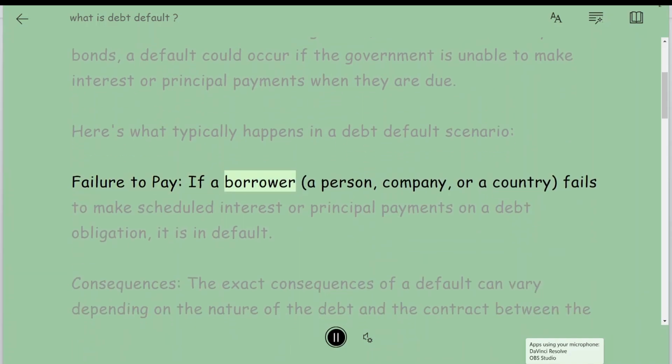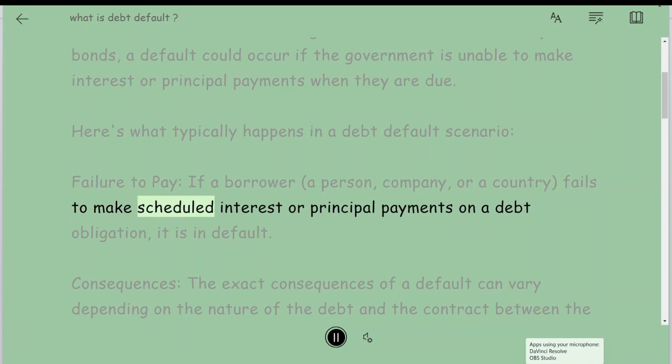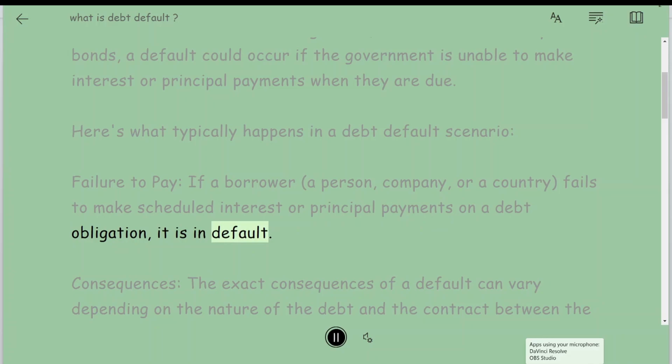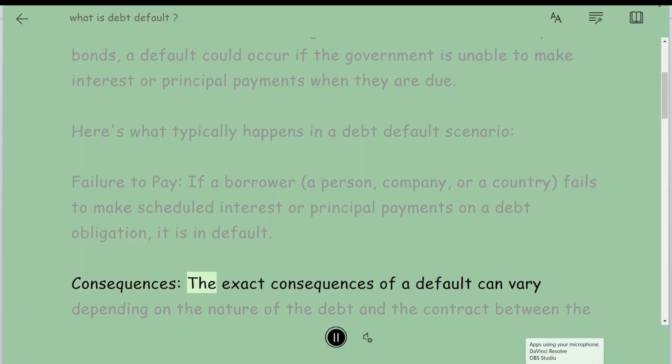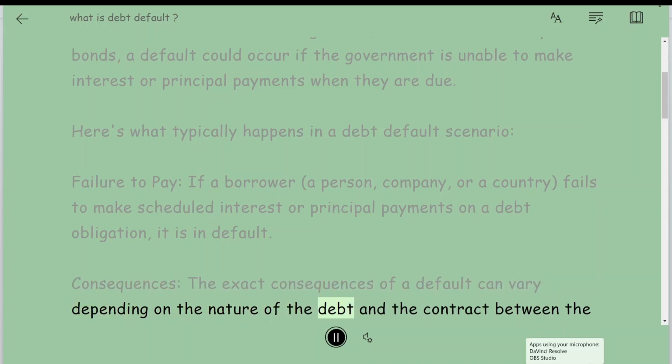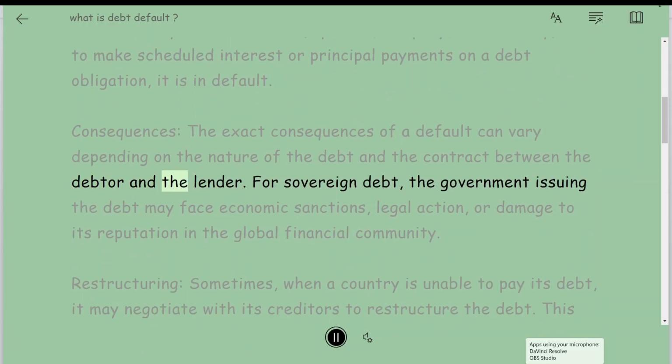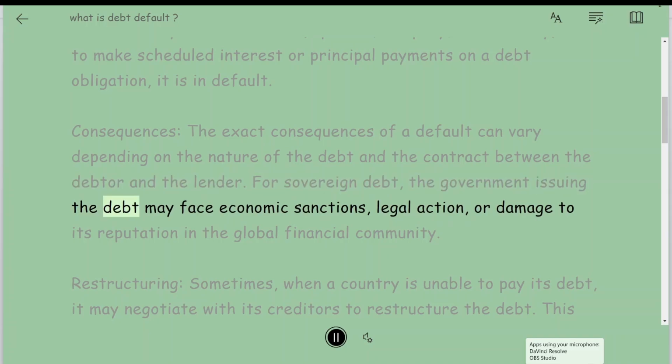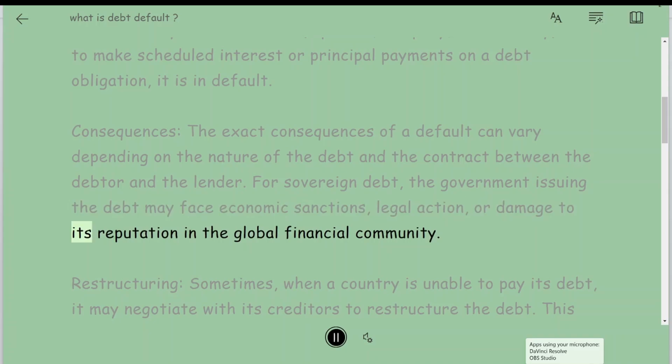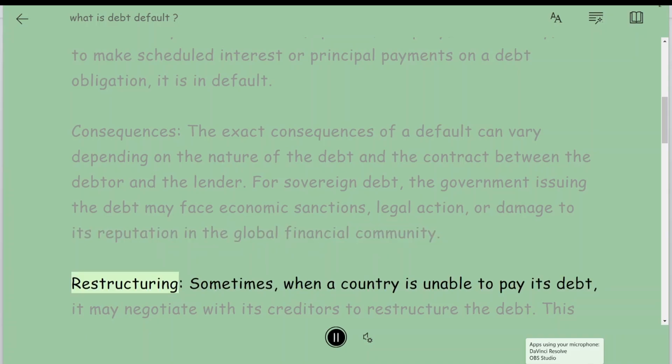Failure to pay. If a borrower, a person, company, or a country, fails to make scheduled interest or principal payments on a debt obligation, it is in default. Consequences. The exact consequences of a default can vary depending on the nature of the debt and the contract between the debtor and the lender. For sovereign debt, the government issuing the debt may face economic sanctions, legal action, or damage to its reputation in the global financial community.